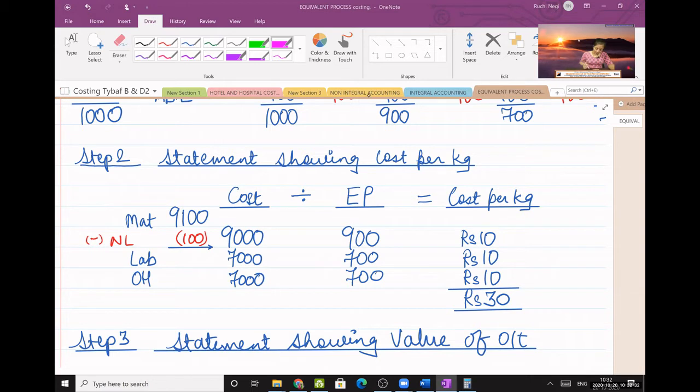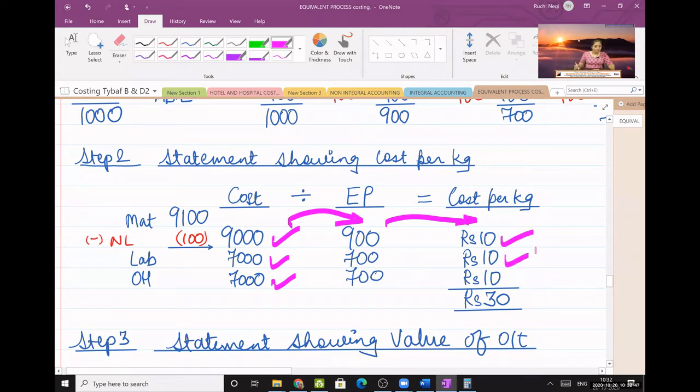Okay, so labor 7, 7. Divide, and you will get the cost per unit. So 9,000 divided by 900 is 10. 7,000 divided by 700 is 10. 7,000 divided by 700 is 10.